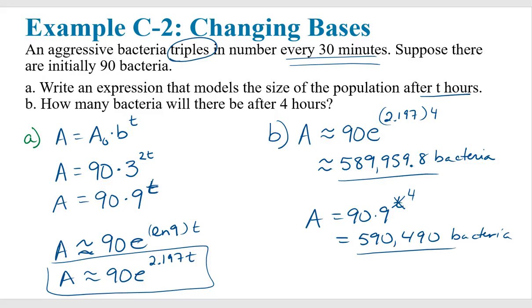So you can always change your base, if you would like, from any base that you have, like a 9 or a 3 or a 2, whatever it is, and change it to base e, which I think is just a little bit more user-friendly. But again, remember, it's not going to be perfect. It is going to be an approximation because you are going to have to round that natural log. We had to round it to a couple decimal places. The more decimal places you use, the more accurate it will be.